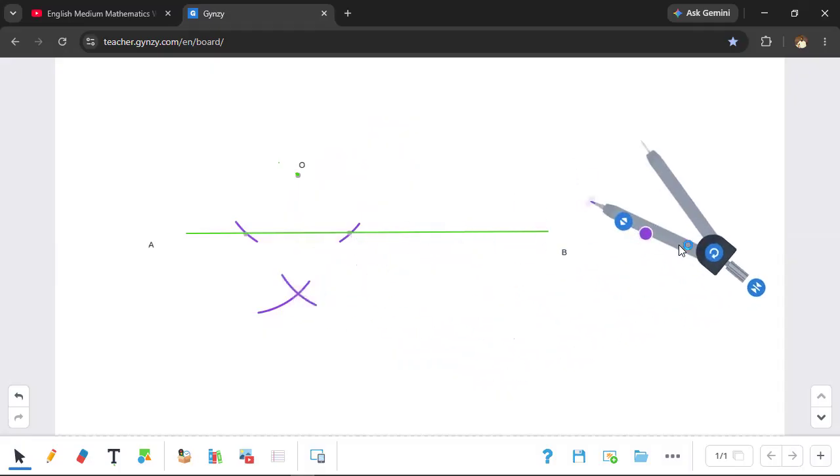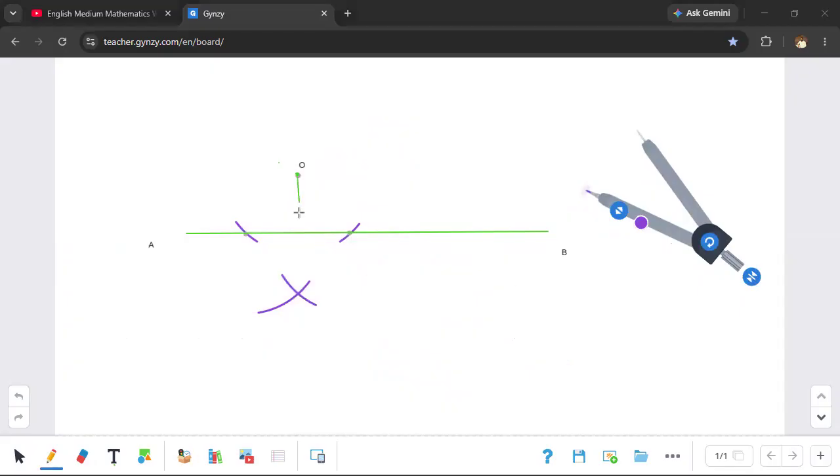Then I will move my compasses and mark a line from here to here. I'm not going to take the ruler, but actually you need to mark it like this, and the part below the line should be dashed. These lines should be dash lines. So this is what you need to do actually.